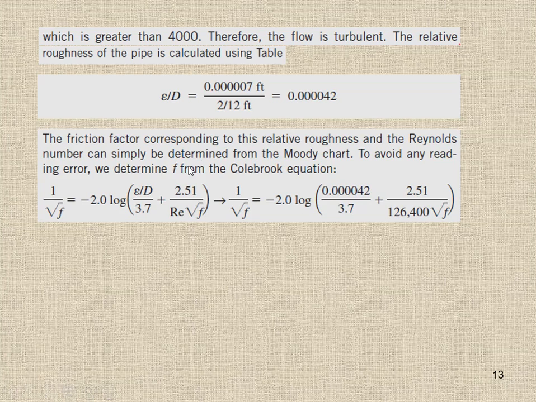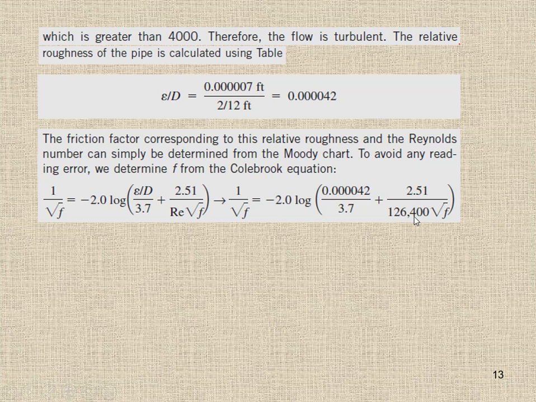First we are using a Colebrook equation, so that you can understand how to use an equation and how to use a chart. You must know both: how to use the equation and how to use the chart. So this is the Colebrook equation we have. We have put the value of epsilon over D here, and the Reynolds number we have calculated, we have inserted here.